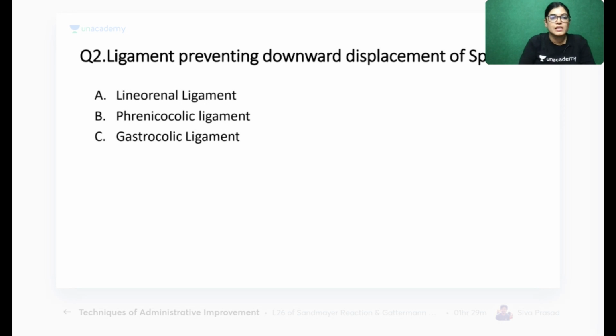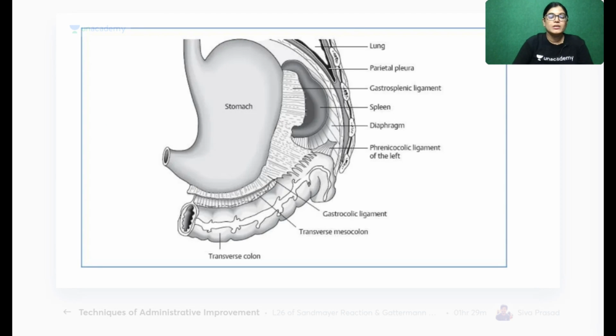Let's tell about the correct one. This is the discussion of a NEET PG question. The correct answer here will be the phrenicocolic ligament. The ligament which is preventing downward displacement of the spleen is the phrenicocolic ligament. My dear students, if you see here, this is the phrenicocolic ligament which is shown in this diagram and attached here.